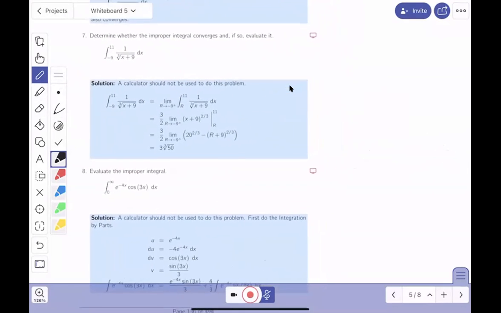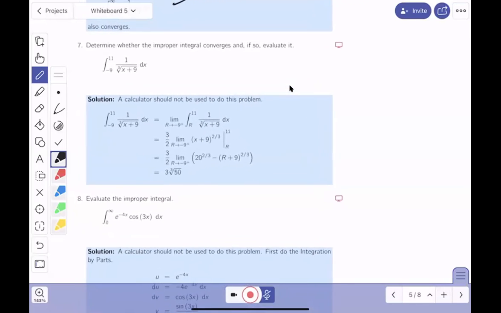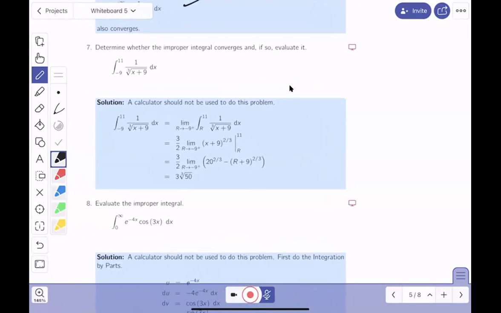All right, let's do number 7. So determine whether the proper integral converges or not. And looking at it, I'm wondering, what's the trouble with this one over here? And the trouble is the -9. Let me just go through that with you on a number line. If you had -9 over here, and this is 11, and you're approaching -9 from the right side, what happens? The bottom becomes 0. So what I want to do is write this over here as the limit as r goes to -9 from the right side.